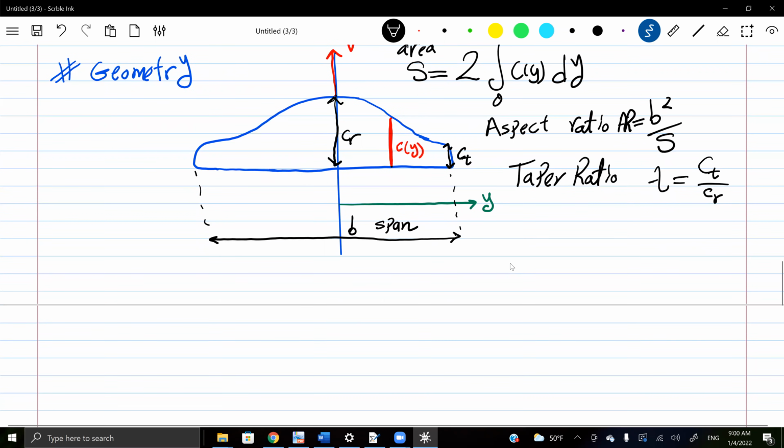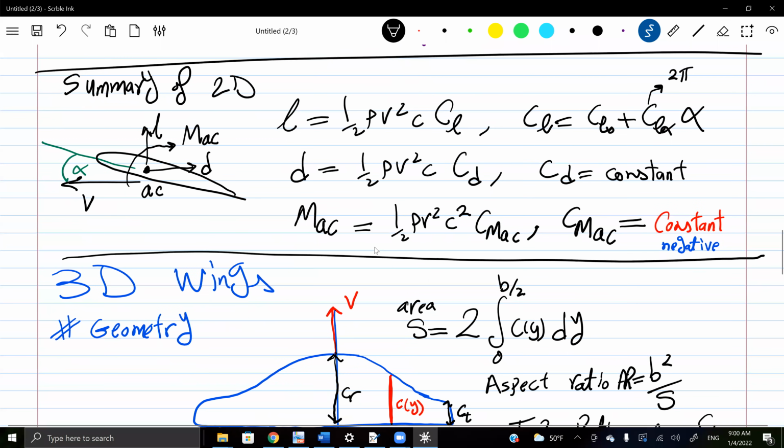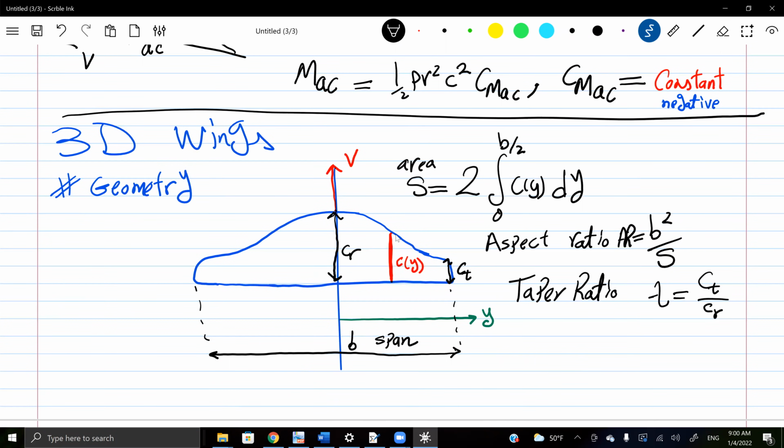One last thing for any generic wing is we need a reference length. Here, what is a reference speed? Of course, it's V. So 1/2 rho V squared is a reference dynamic pressure. What was the reference length for a two-dimensional airfoil? Well, I have only one length, which is the chord. So I used it. Here, what is a reference length? Well, it's the chord, but the chord varies. Should we take the root? Should we take the tip?